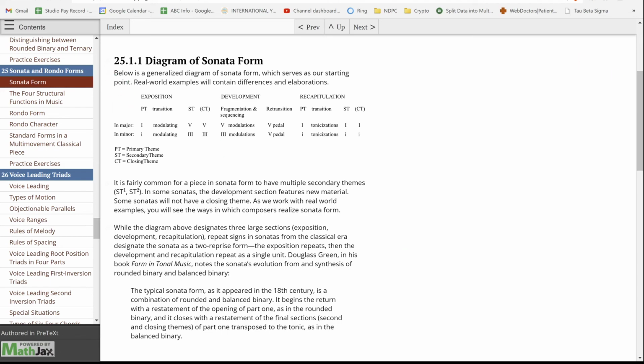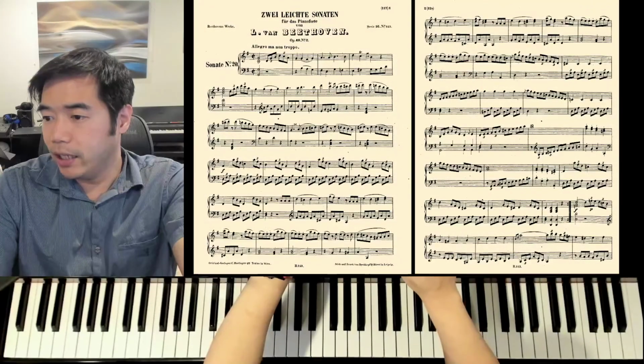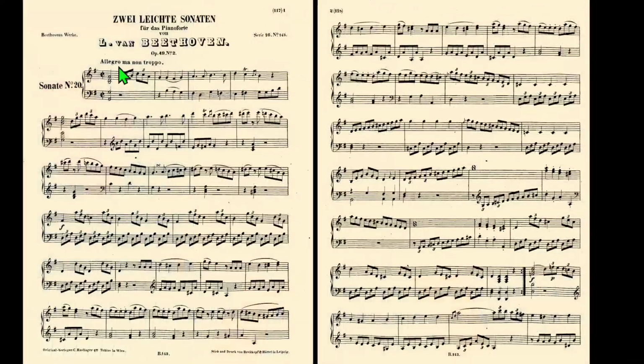Oops, I need to change my screen. It's the beginning for sure, right? All the way to the repeat sign or double bar line, okay? Or a major key change. Here we go to minor here, right? So this is the exposition of this piece. You can visibly see it. You can spot it.